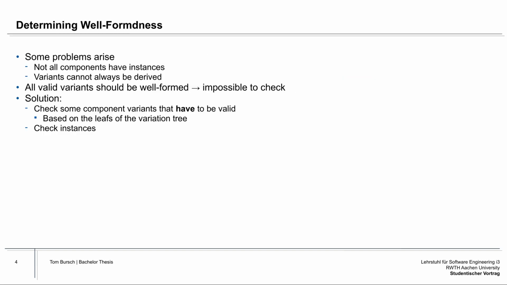package. All these previously introduced systems are used when determining well-formedness. Due to it being impossible to check all variants for being well-formed, a different approach is taken. Some variants based on the variation tree structure are selected and checked. See the variation tree leaf paths class for more information on the variant selection process. Additionally, all cocos are run again on component instances.